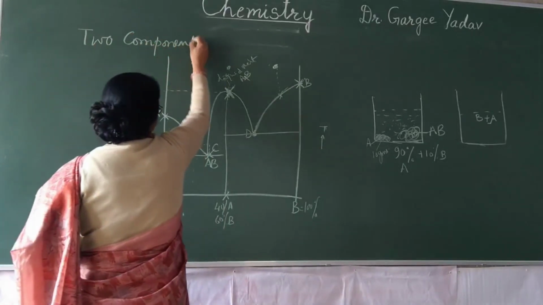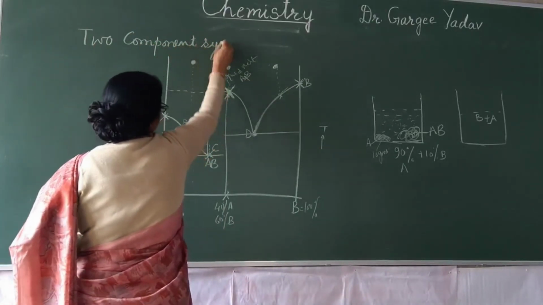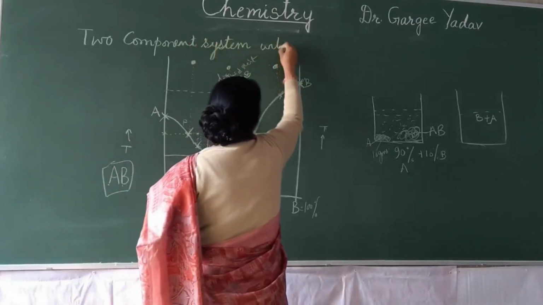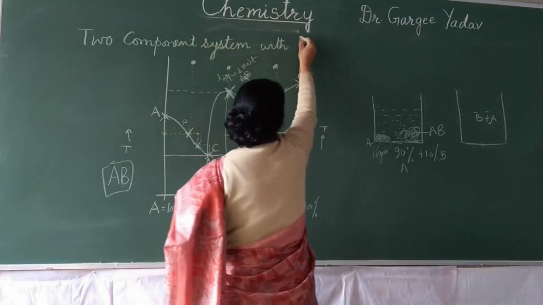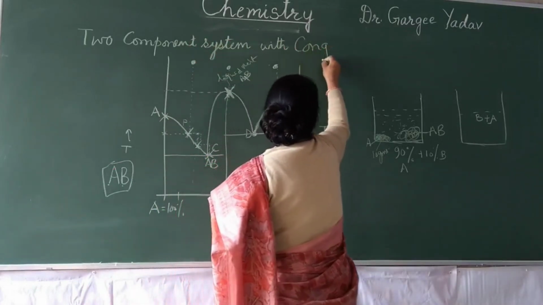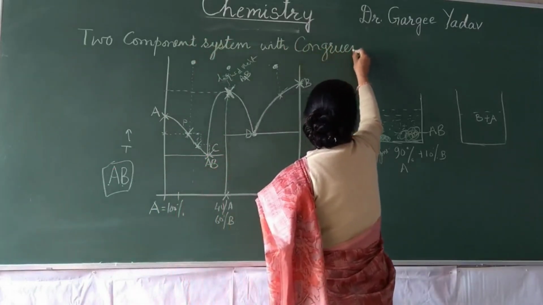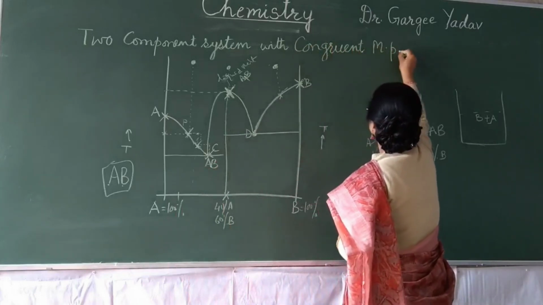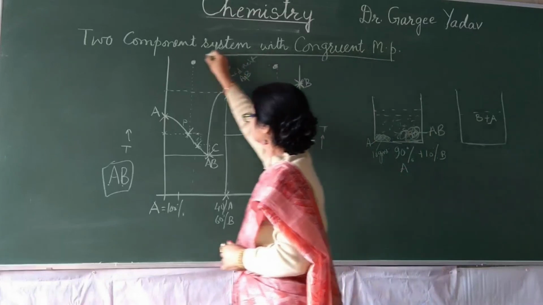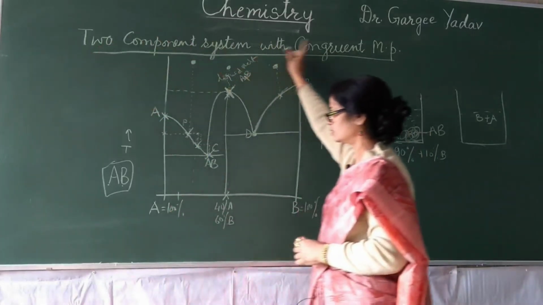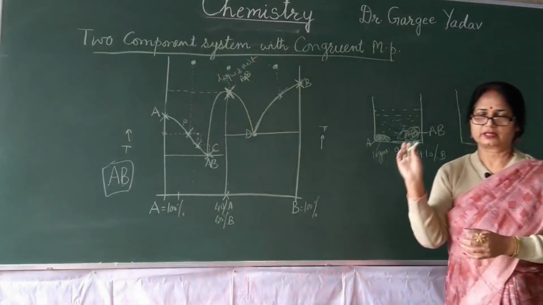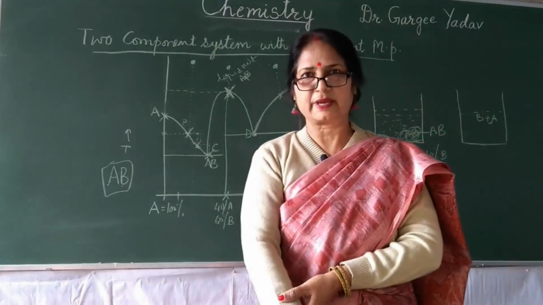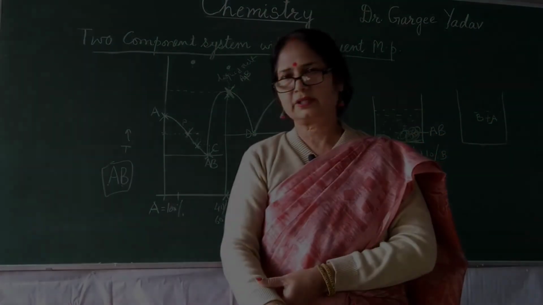Two component system with congruent melting point. Hope you all have understood it. So this was all about that, and you will understand more about it when you will study the zinc magnesium system. Okay, thank you so much.